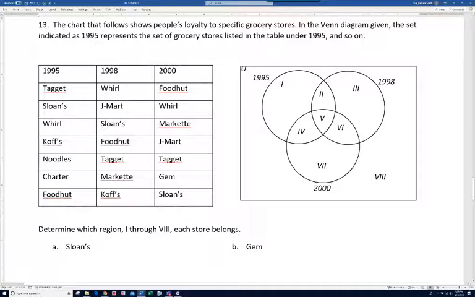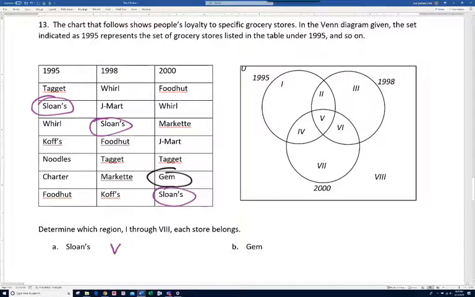Determine which region 1 through 8 each store belongs. Okay, so let's see. I've labeled the circle with the different regions. Now for Sloan's, notice Sloan's made the list in all 3 years, and so Sloan's should be in all 3 circles. That puts it in region 5. That's the overlap of the 3 circles. That's our inner region. So for Jim, part B, notice Jim only occurred in 2000.